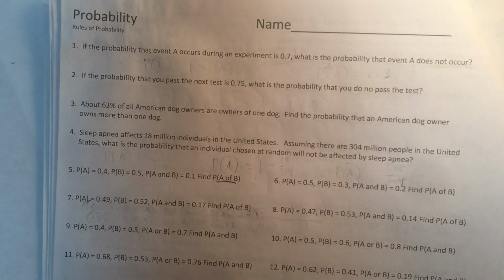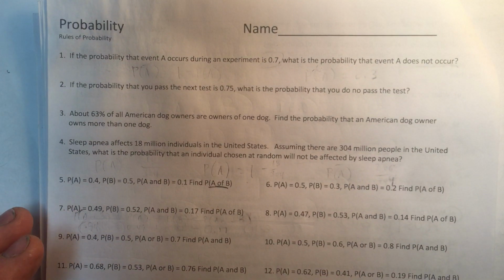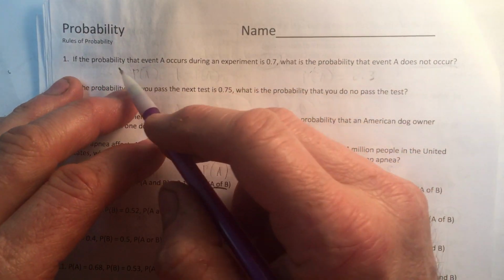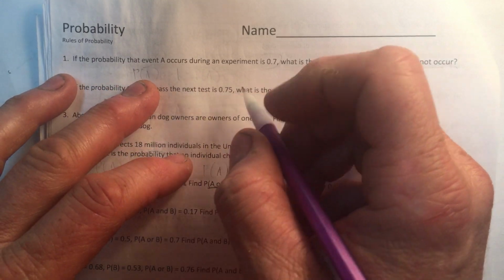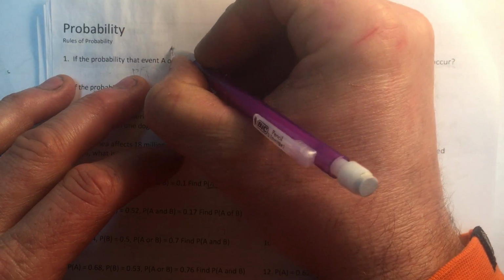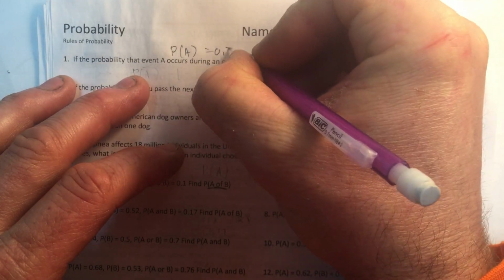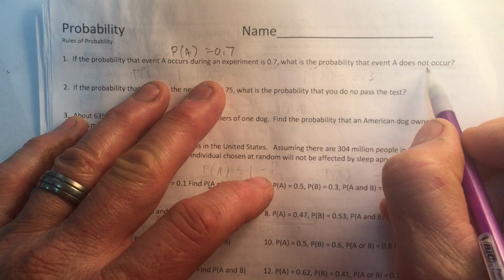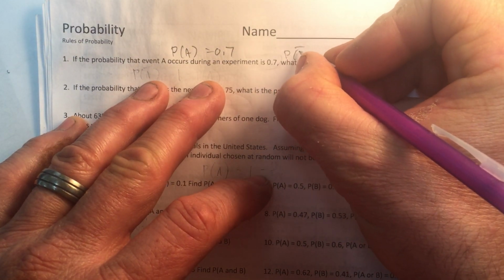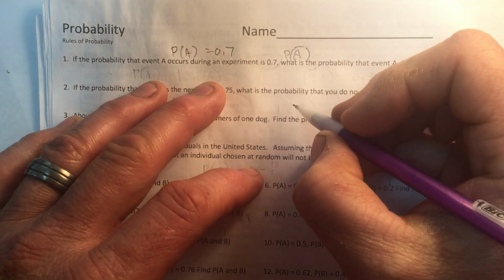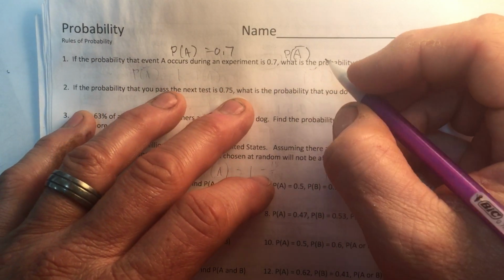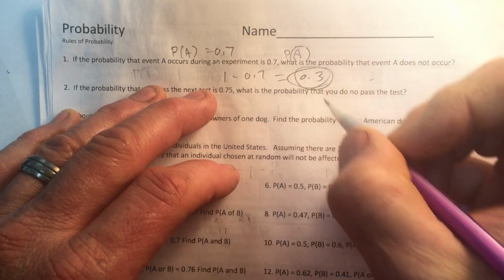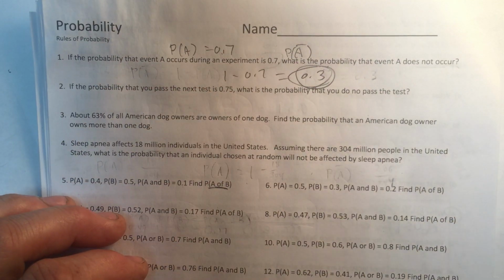Well, we're going to take these rules and we're going to apply them to this sheet here. Okay? So if you look at this first question here, if the probability that event A occurs during an experiment is 0.7, so the probability of A happening is 0.7. Okay? What is the probability that event A does not happen? All right, you're talking about the probability of A complement. Well, it's going to be 1 minus this. So I do 1 minus 0.7, which is 0.3. All right, so that's real simple.